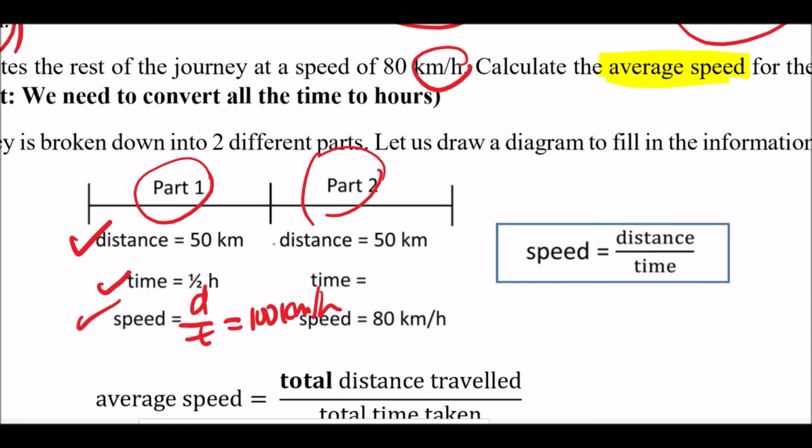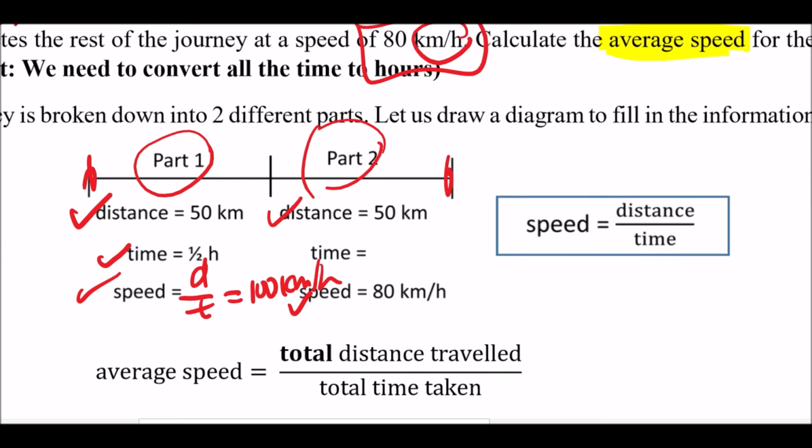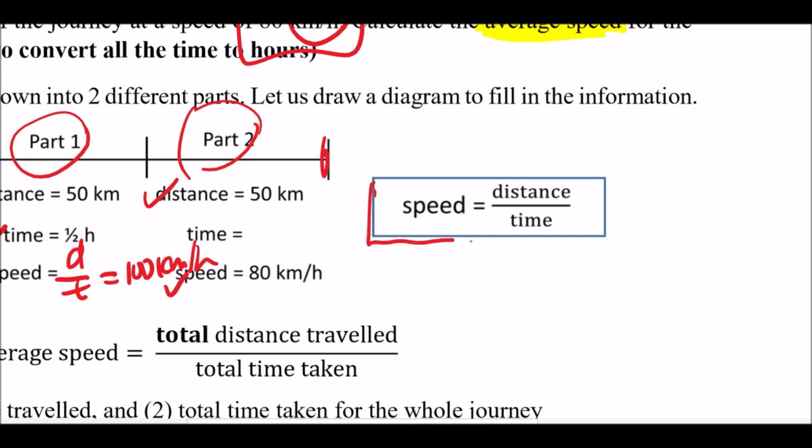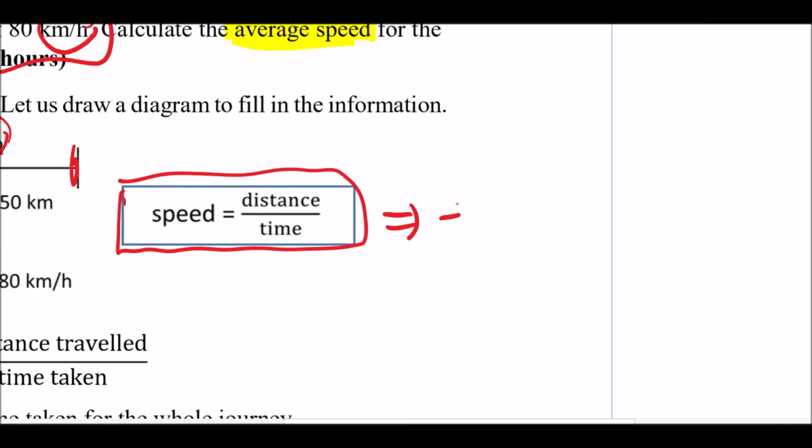Part 2, distance is 50 kilometers because from start to end is 100. So we know that it's 50. Time we don't know, but we are given the speed, 80 kilometers per hour over here. So what's the time taken? Recall from the formula, speed equals distance over time. We manipulate the algebra a bit to get time equals distance over speed.